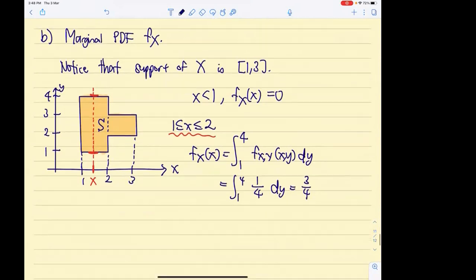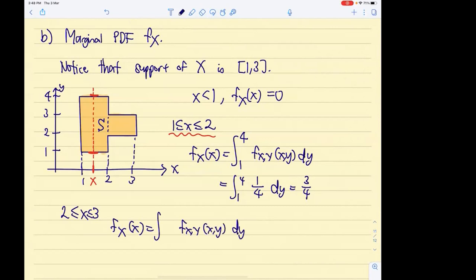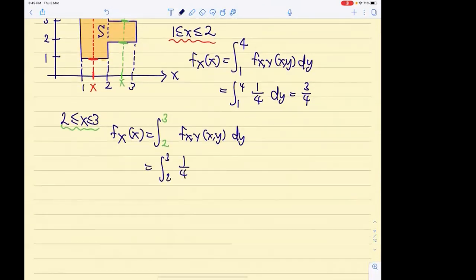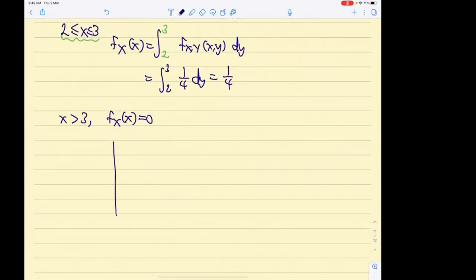Now, there's one more region of interest, which is x between 2 to 3. This is slightly different. Then our density, again, we use the formula. But now our range of integration is different. Now our x is here, somewhere here. Then where is the y of interest? It's from here to there. So here, the limits are 2 to 3. Understand? We know the constant inside is 1 quarter dy. So this becomes 1 over 4. Understand? Now, clearly, if x is bigger than 3, there's nothing to be had also. So this is 0.